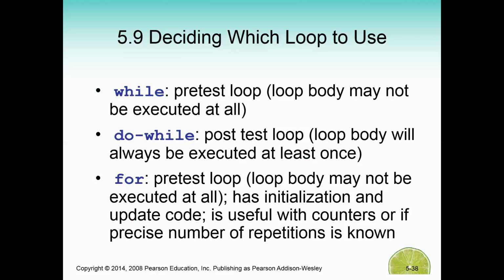Okay, deciding which loop to use. Which one do we use? We have 3. The while is a pre-test loop, so the loop body may not be executed at all. The do while is a post-test loop. The loop body will always be executed at least once. And the for is a pre-test loop. The loop body may not be executed at all. It has the initialization and the update code. It is useful with counters or if the precise number of repetitions is known.